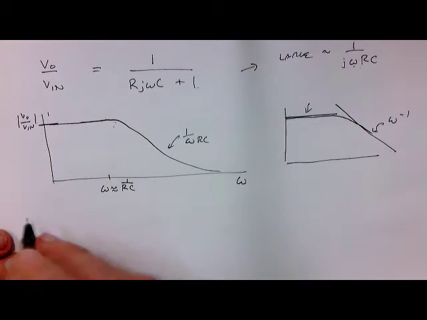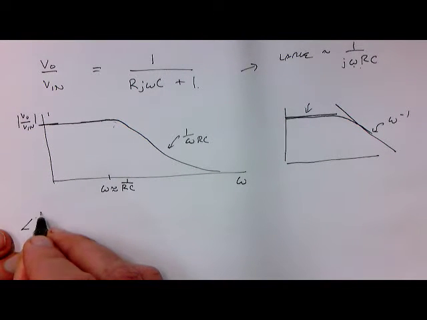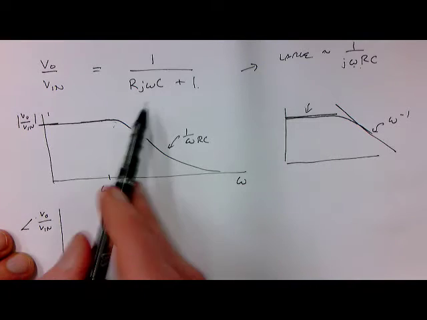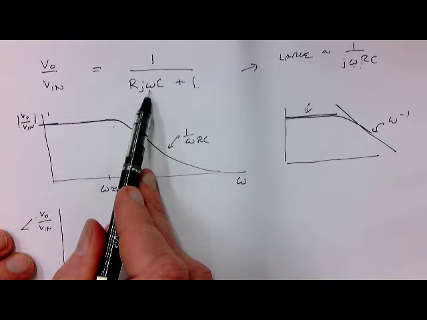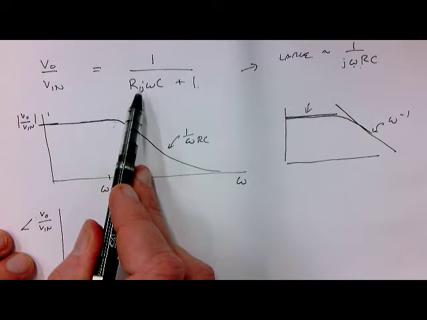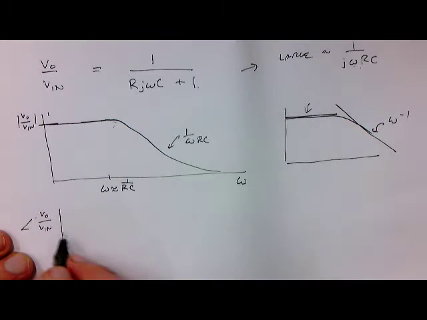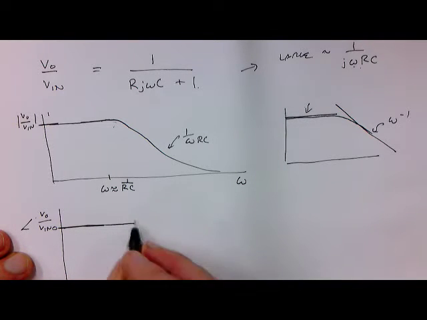If I plot what the phase is of Vout over Vin, what does that look like? Well, if I come back up here, when omega is small, this term is basically 0. Vout is directly proportional to Vin. It's actually got a phase of 0, which means that the output voltage is directly following the input voltage.